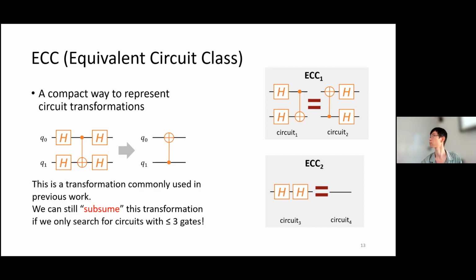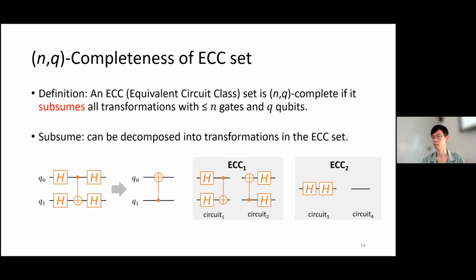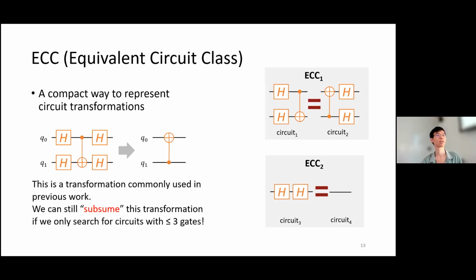One question. For an arbitrary size like 10, does there exist an ECC equivalence for circuits of size 10 that cannot be represented by smaller equivalents? Sure, I'll discuss that later. Is there any gate that requires more than 2 qubits? Oh yeah, more than 2.